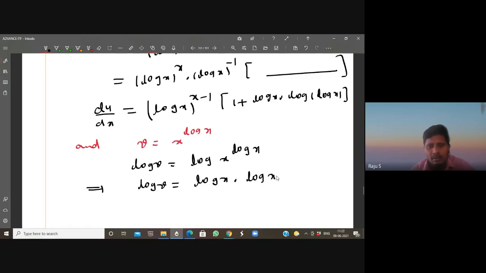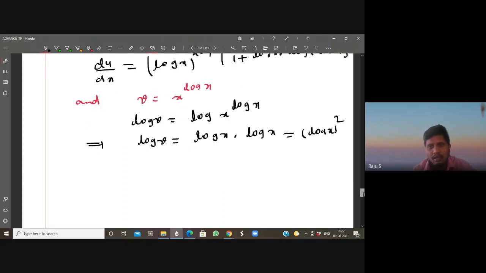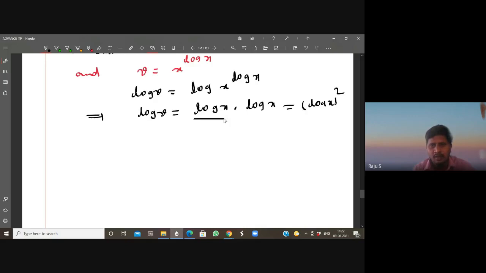What is the value we got? Log x into log x. Then shall I write (log x) whole square? If we keep it like log x into log x, we can apply the uv formula, or else log x into log x. In the same way, it is (log x) whole square. Am I right? So now differentiate with respect to x on both sides.